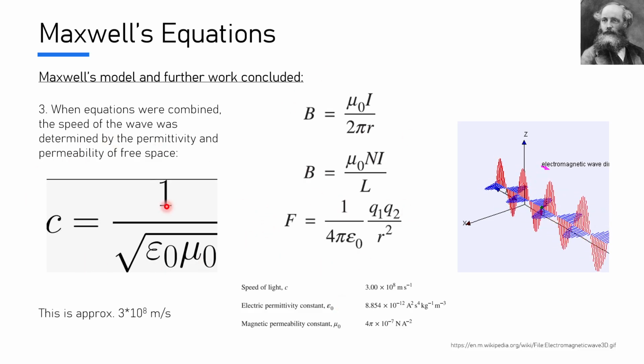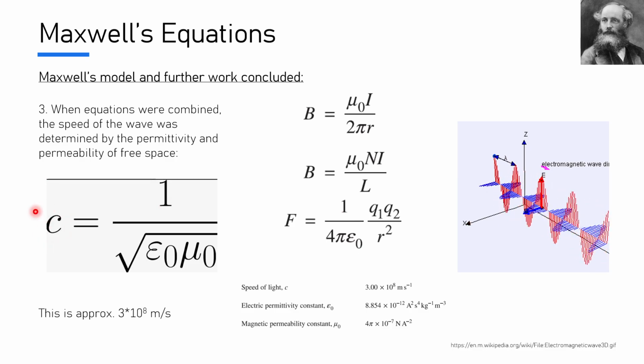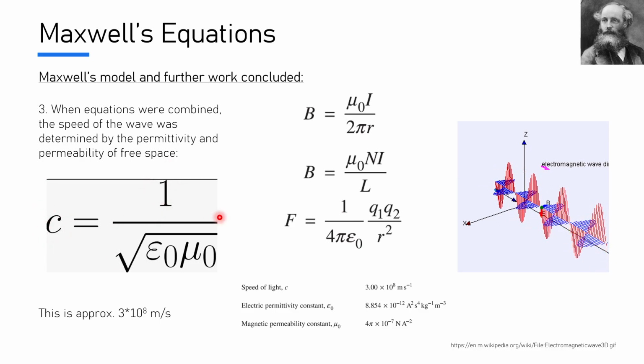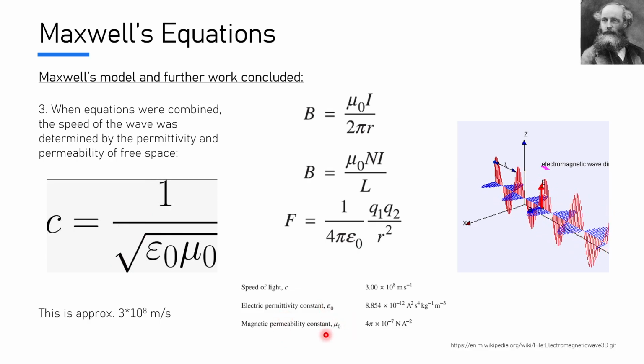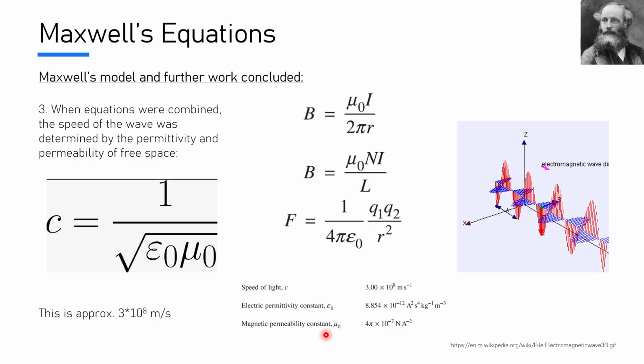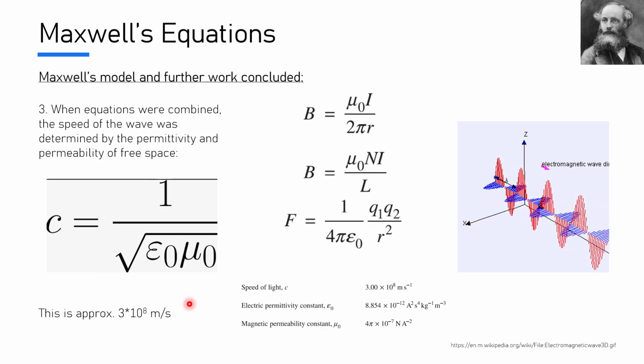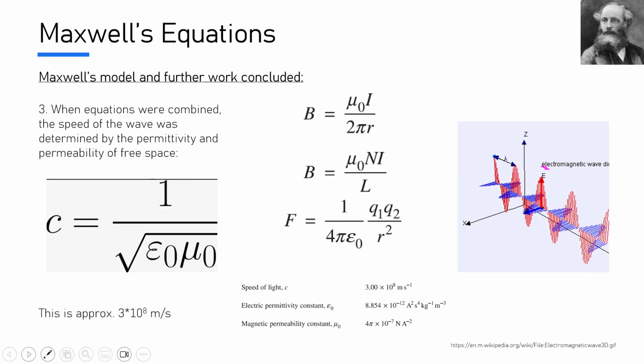And this was the equation that he came up with: c, the speed of light, is equal to 1 divided by the square root of the permittivity of free space multiplied by the permeability of free space. And when you substitute this into your calculator, you will get approximately 3 times 10 to the 8 meters per second. Hopefully, when we start reflecting on things that we looked at at the beginning of the video, we should be beginning to make some clear connections here.